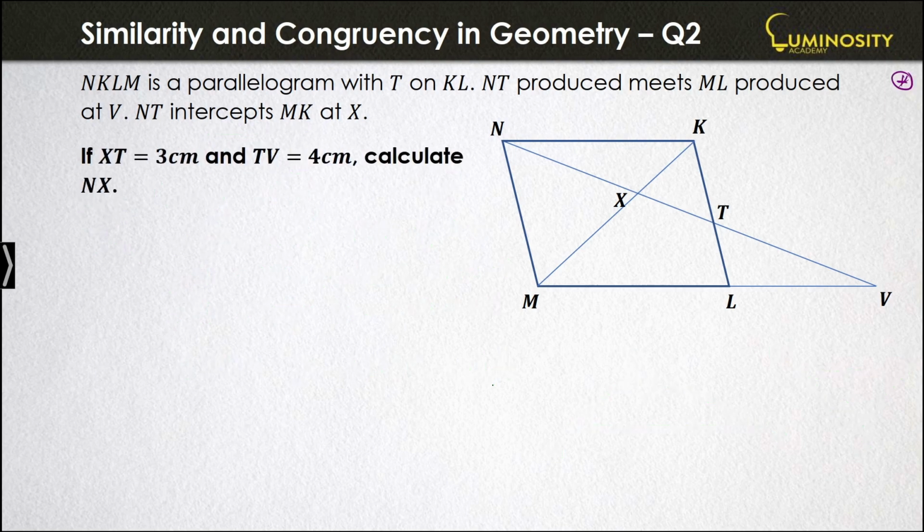Lastly, if XT is 3 centimeters and TV was 4 centimeters, then calculate the length of NX, which is this one here. Okay.